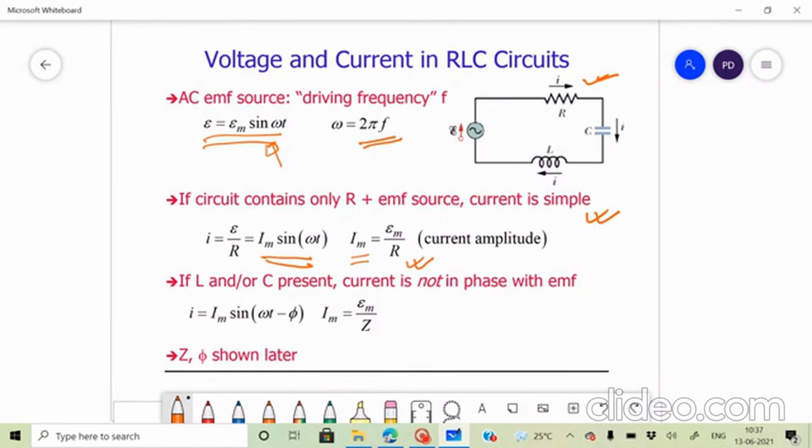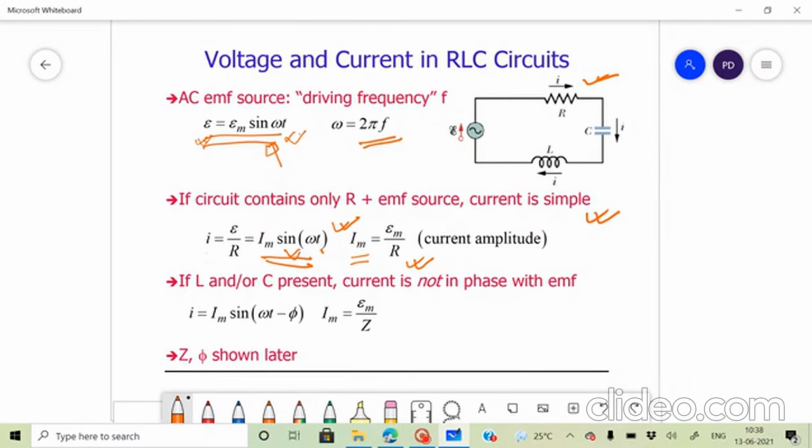When you have L and C both, one thing is very pertinent at this point. You see, the current is proportional to sine of omega t. The alternating voltage or the EMF is also proportional to sine of omega t. So sine of omega t over there, sine of omega t over there. That means there is no phase difference between the voltage and the current, or between the EMF and the current.